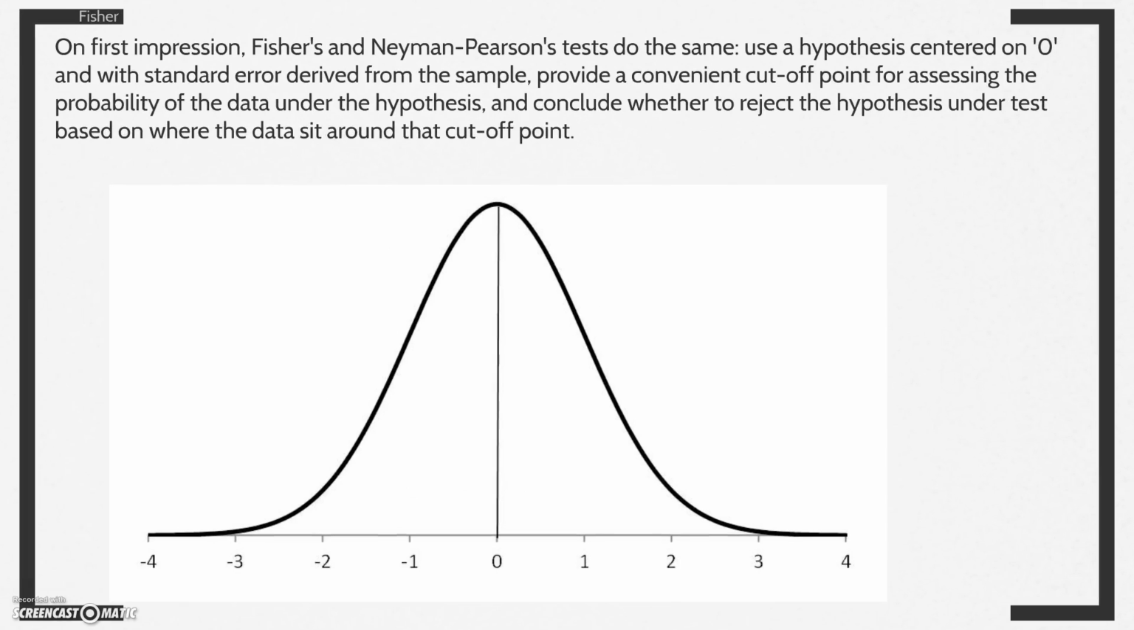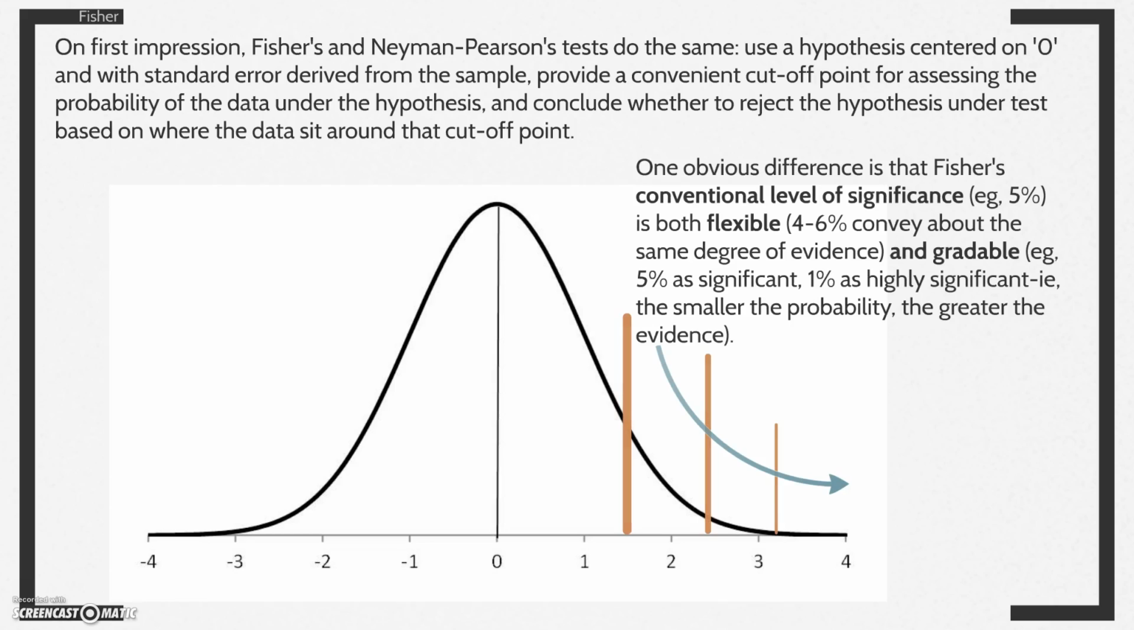On first impression, Fisher's and Neyman-Pearson's tests do the same. They use a hypothesis centered on zero and with a standard error derived from the sample. They provide a convenient cutoff point for assessing the probability of the data under the hypothesis and conclude whether to reject the hypothesis under test based on where the data sit around that cutoff point.